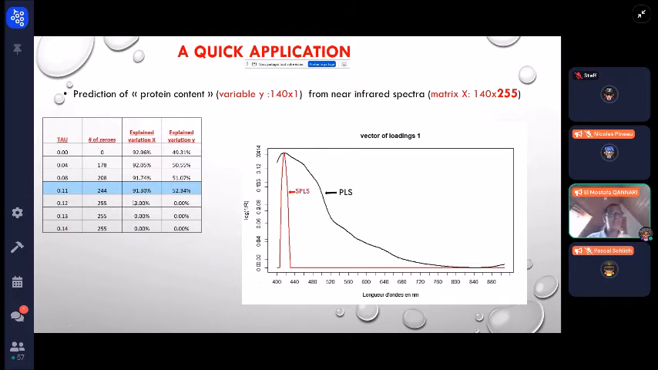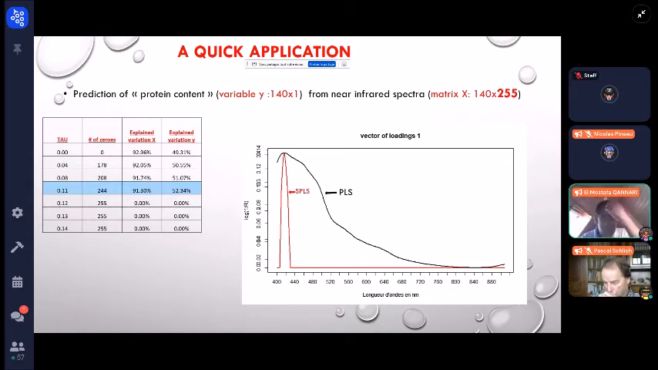You see here that when tau increases, the variation explained in x slightly decreases. But interestingly enough, this result concerns the first component, sparse or not sparse. So zero is not sparse, of course, and you see that the first PLS component explains 49.3% of y. When tau increases, when you introduce sparsity, the percentage of variation in y slightly increases. This is very interesting. And obviously the explained variation in x decreases. And that's also very interesting.